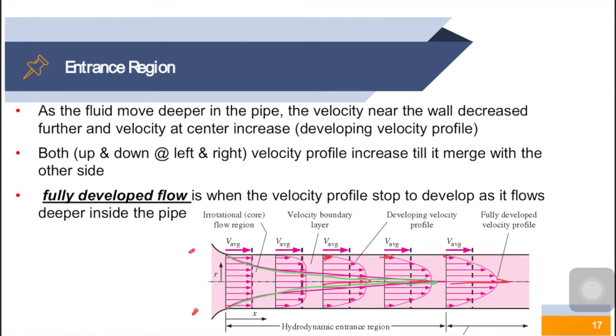Okay, so after this part the flow becomes fully developed. This is when the velocity profile stops developing as it flows deeper inside the pipe. So after this region, the velocity profile will remain the same and constant, as in fully developed flow. What is important to note is that since the mass flow rate in and mass flow rate out are the same, the average velocity is the same, whether it is developing flow until here, or fully developed flow after this. This is because of the conservation of mass.